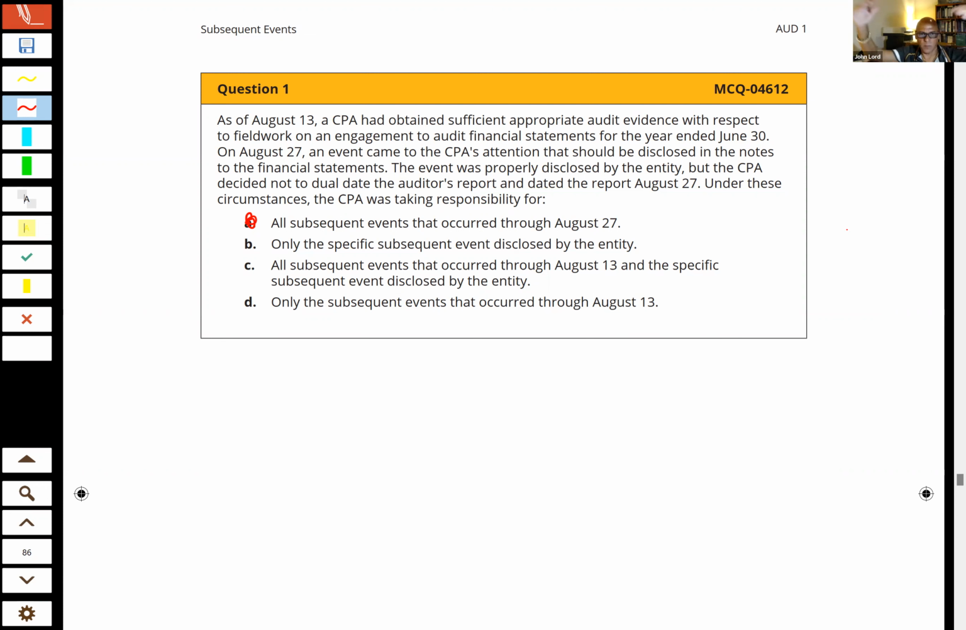No, you have responsibility for any subsequent event for whatever the date of the report is. C is what I had said for B. If they had dual dated it, then they would have only had responsibility for that through the 13th, and the specific subsequent event disclosed by the entity would have been for the 27th. Look, guys, sometimes I have trouble explaining the wrong answers. They're just nonsense. D, only the subsequent event that occurred through August 13th. No, because the date of the report is August 27th.